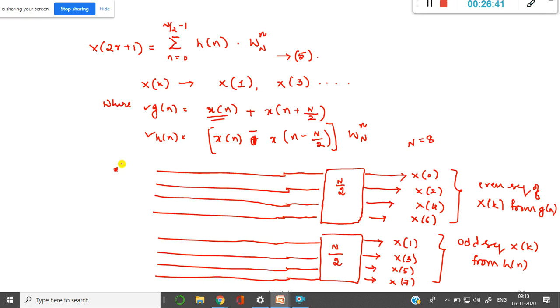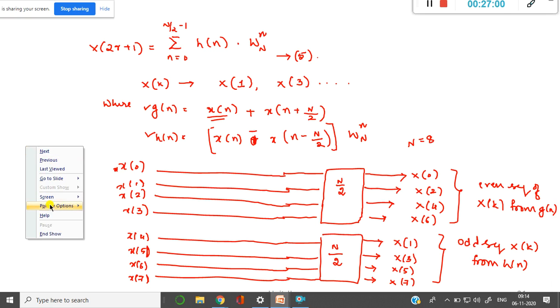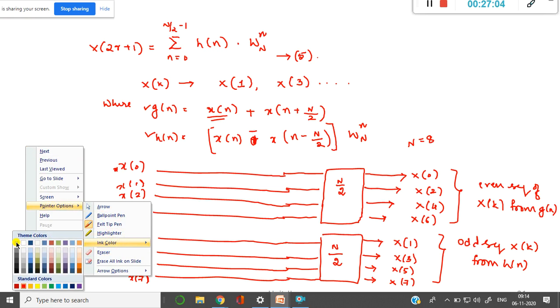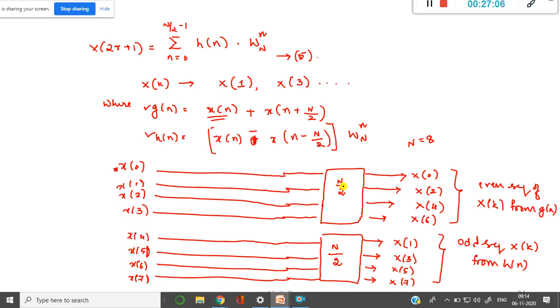Okay, so here is my signal x of 0, x of 1, x of 2, x of 3, and x of 4, the next half, x of 5, x of 6, and x of 7. Let me change the ink so that it will be clear to you. Okay, now to get g of 0, g of n.